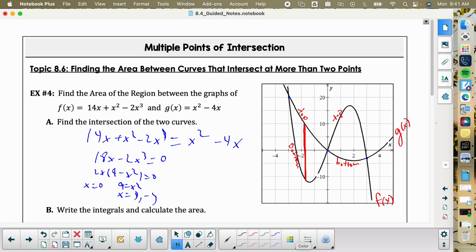Okay. So we wanted to know the x values for where they cross, because when we set up our integrals, we're gonna need a beginning x value and an ending x value. So our first piece is gonna go from x equals -3 to x equals 0. Our second piece is gonna go from x equals 0 to x equals +3. Okay, excellent job, Seth.